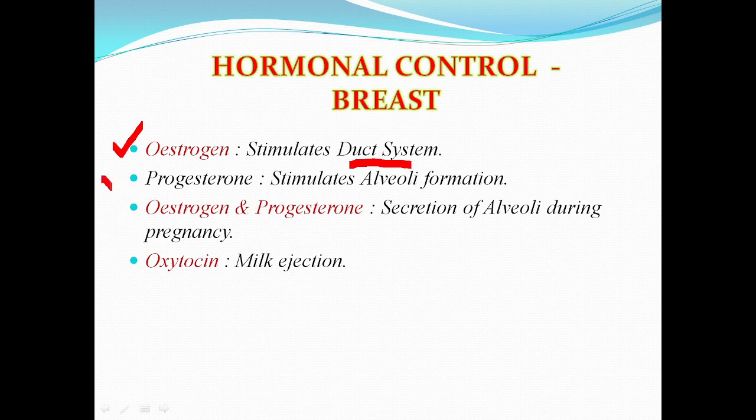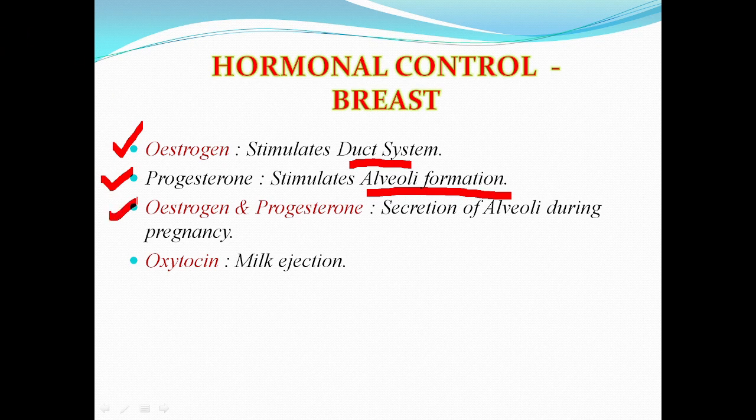Likewise, there is progesterone hormone, which stimulates during the pregnancy phase and during the feeding phase, so that the alveoli are formed, and they are stimulated by the hormone called progesterone. So estrogen has an individual function: to stimulate the ductal system. Progesterone has the function of stimulating alveoli formation, because the milk has to be secreted. They are individual functions. Now I'd like to bring in the combined functions.